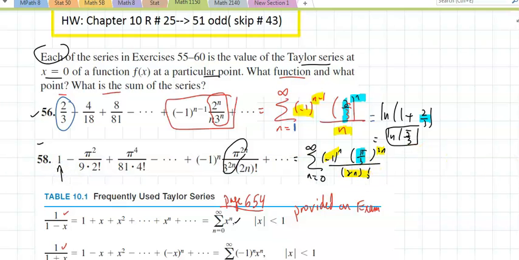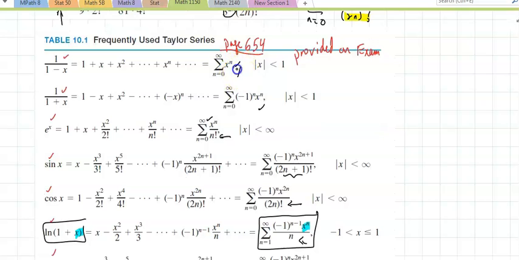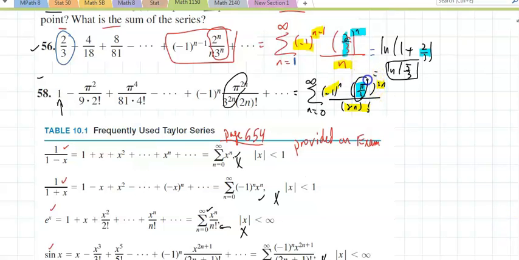Which of those happen to have a 2n factorial? It can be this. It can be this. Nope. Nope. 2n factorial, that's a candidate. Does it have negative 1 to the n? Yes. So what's taking the place of x? What's taking the place of x is pi over 3.